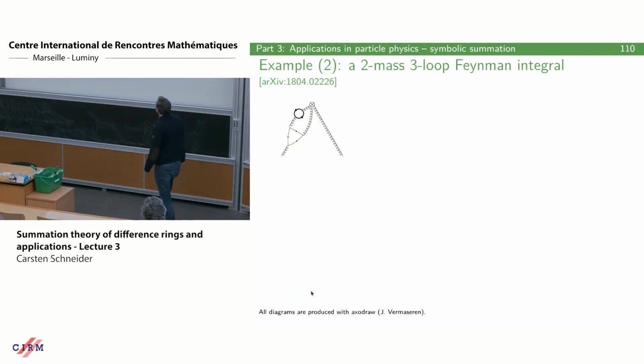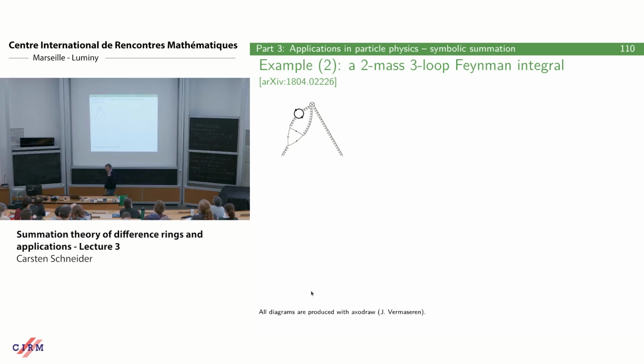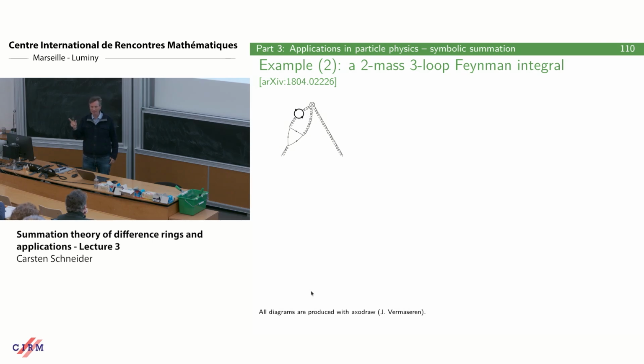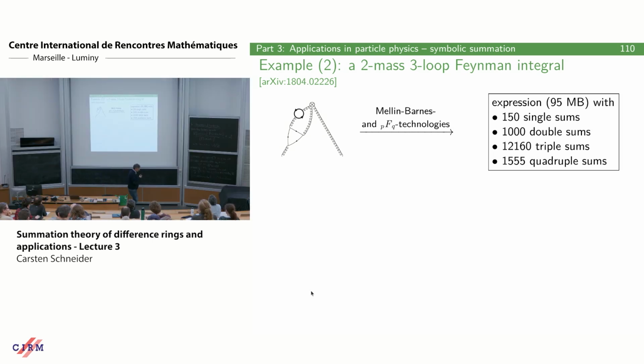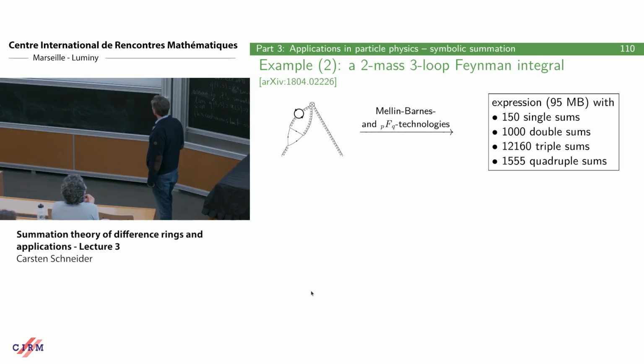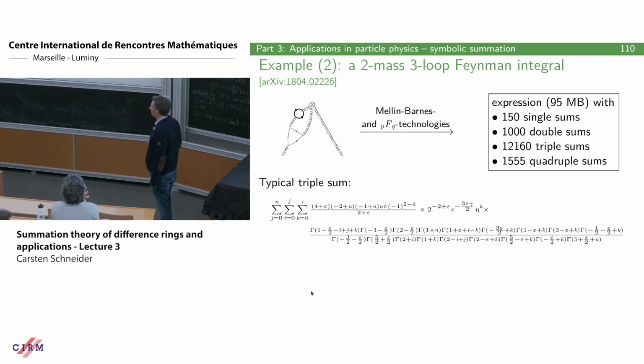Okay. Here, this is a 2-mass case, so we have 2 masses, not only 1 mass. In a 1-mass case, you can pull out the mass, but if 2 masses, the mass stays inside of the sum. You cannot get rid completely of it. And with Mellin-Barnes and PFQ technologies, you can, for instance, translate this diagram to 150 single sums, 1,000 double sums, 12,000 triple sums, and 1,500 quadruple sums. Here's a typical triple sum. They're not too big. Okay?